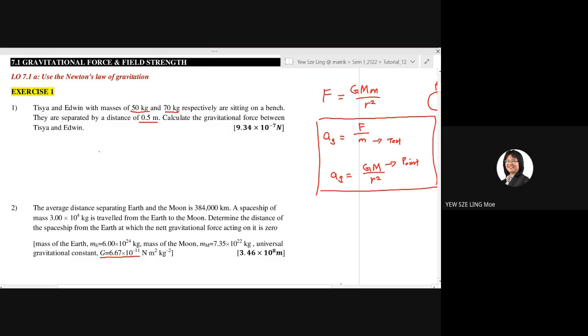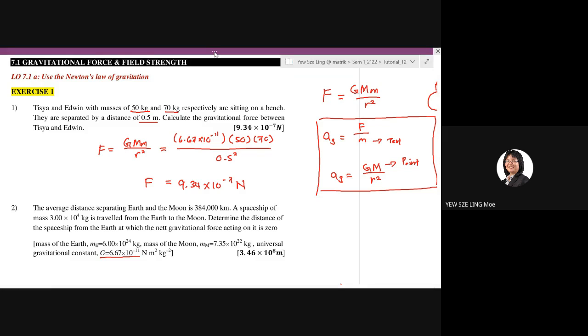So we are going to apply F equals G m1 m2 over r squared, where G is given as 6.67 times 10 to the power of negative 11. This value, you don't have to memorize it. It will be given. And then the two masses, the first one is 50 kg and the second one is 70 kg, divided by 0.5 squared. And then you are going to get F equals 9.34 times 10 to the power of negative 7 Newton.